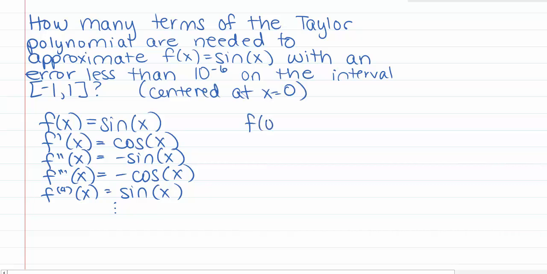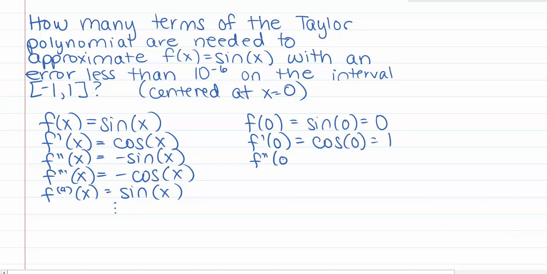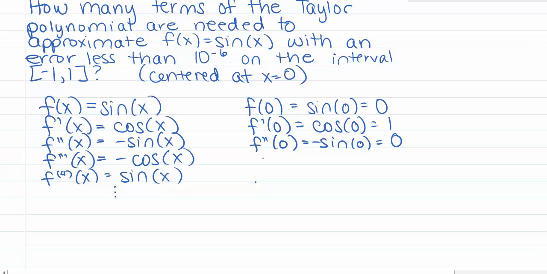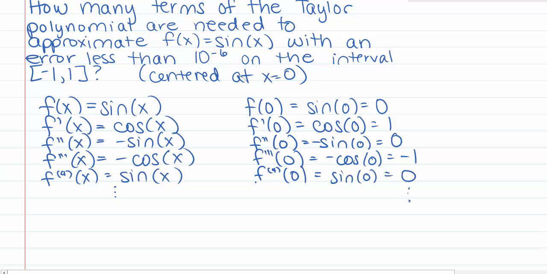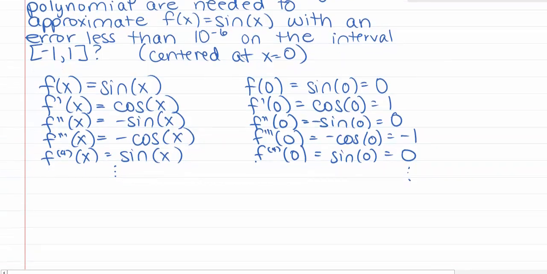So f of 0 is sine of 0, which is 0. F prime of 0 is cosine of 0, which is 1. F double prime of 0 is negative sine of 0, which is 0 again. F triple prime of 0 is negative cosine of 0, which is negative 1. The fourth derivative at 0 is back to sine of 0, which is 0 again. And what you can see what's going to happen here is it's going to go 0, 1, 0, negative 1, 0, 1, 0, negative 1. So it's alternating, sort of, but it's skipping every other term.